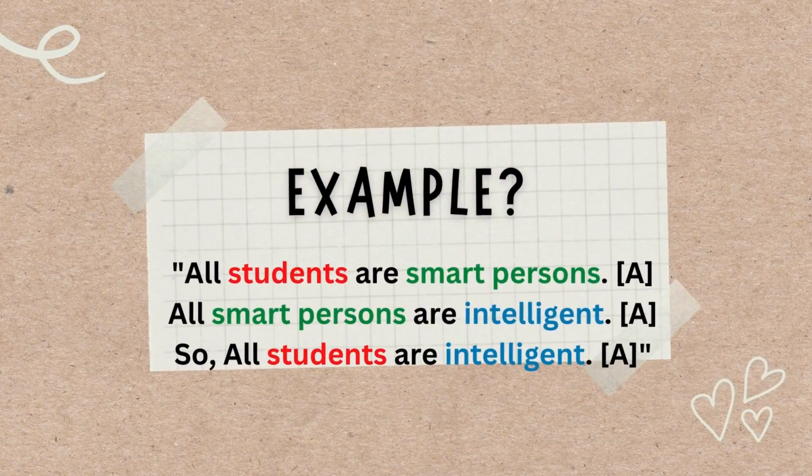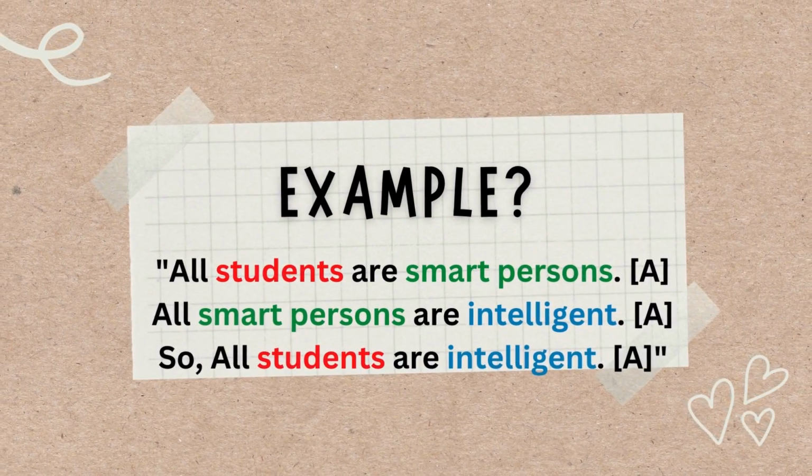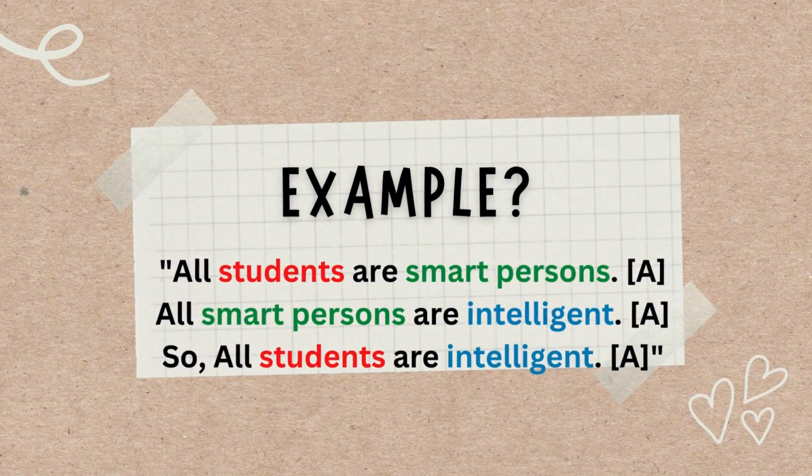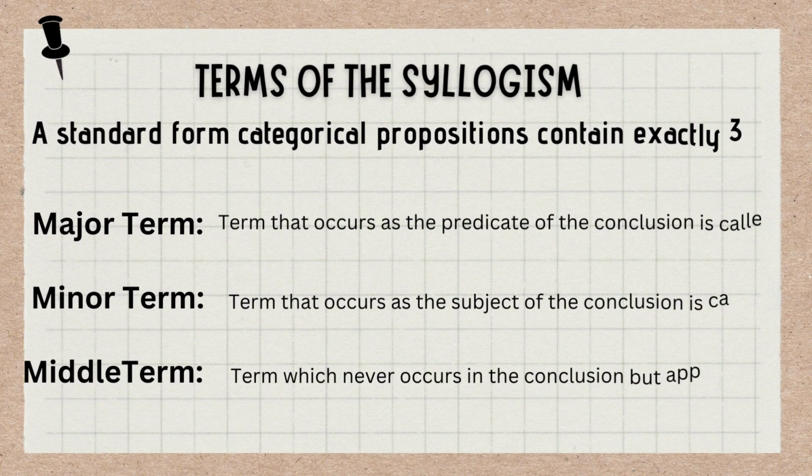So in the conclusion, all students are intelligent, the predicate term, which is intelligent, is the major term. So in this inference, the major term is intelligent. Let's see what the minor term is.